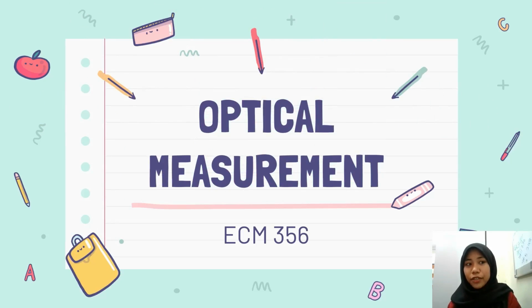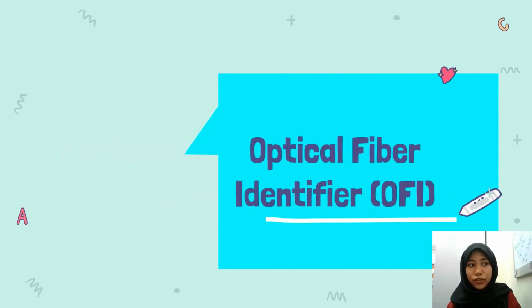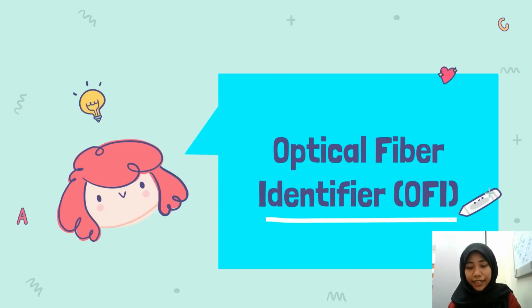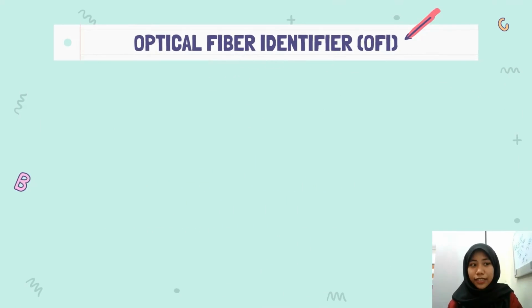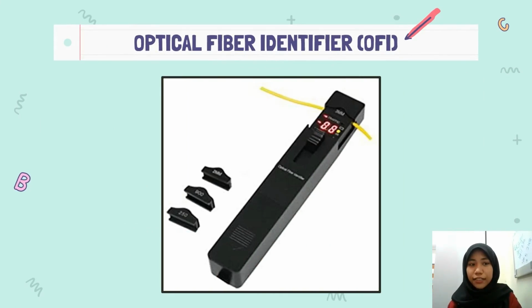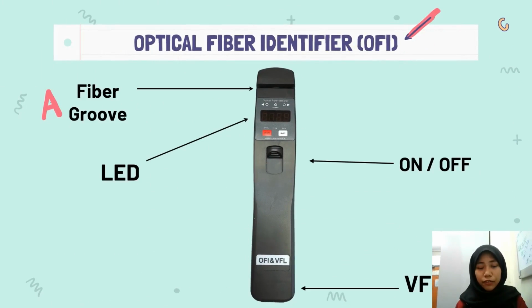So today I'm going to present for the group presentation for chapter 4, which is optical measurement. Okay, so first is the optical fiber identifier, OFI. This is the picture of the optical fiber identifier. Here are the parts of the optical fiber identifier: first is the fiber growth, LED, on-off button, and VFL.